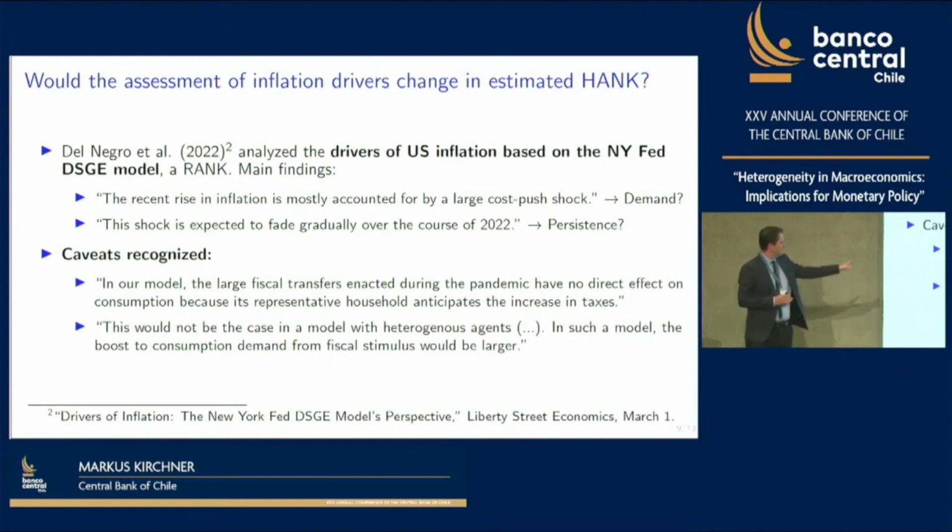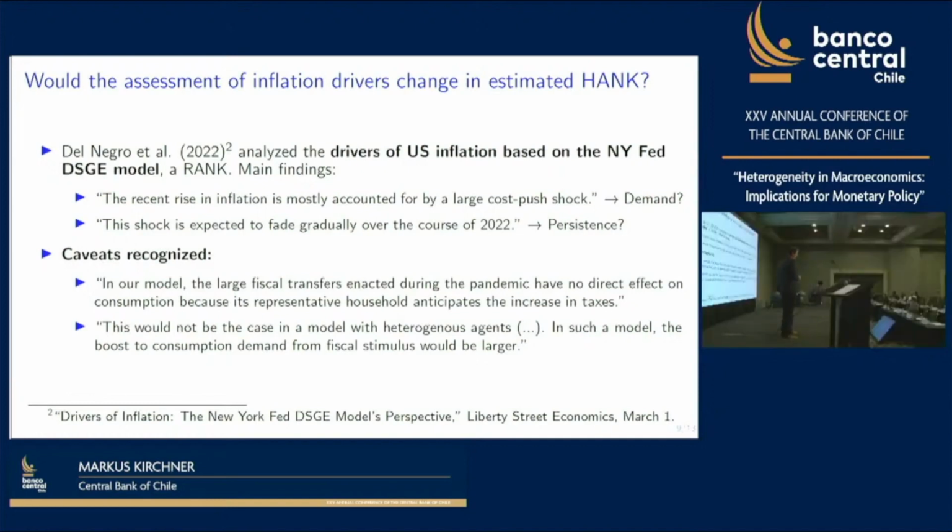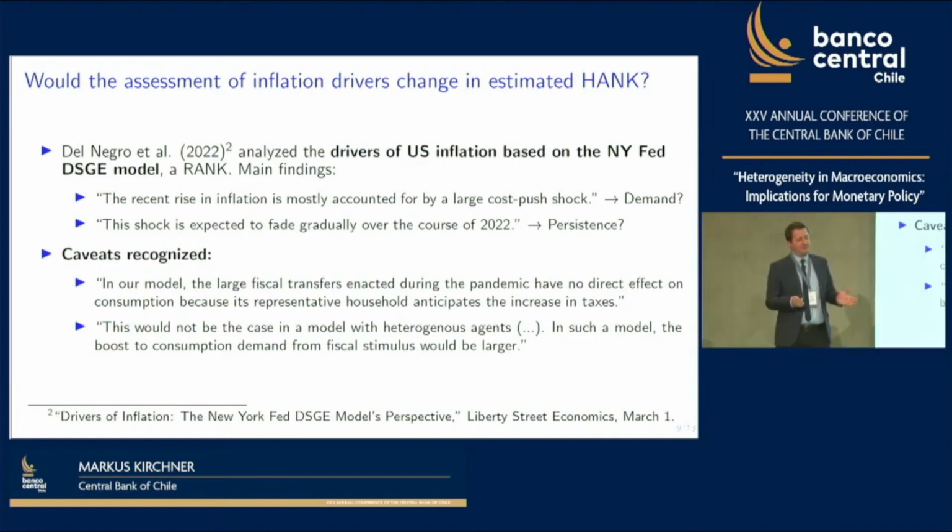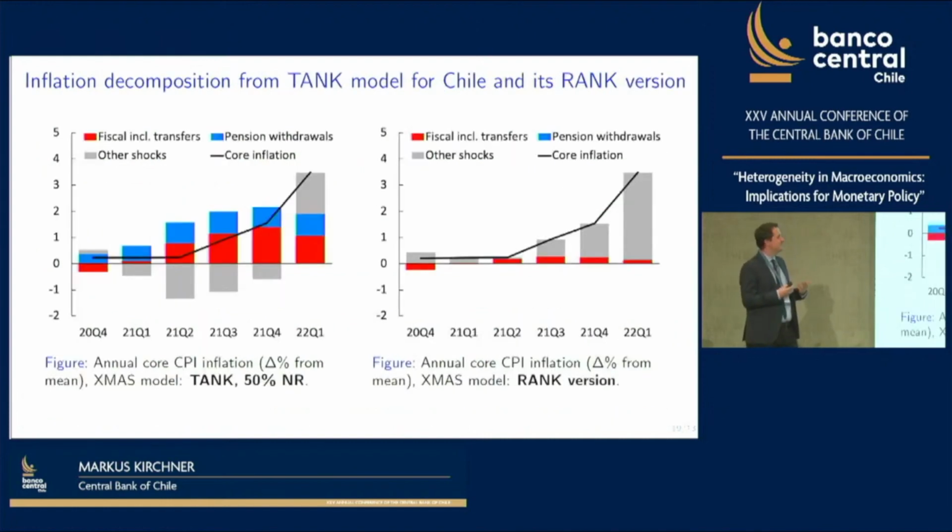But of course, in the same blog, you recognize these caveats. So you say, in our model, the large fiscal transfers enacted during the pandemic have no direct effect on consumption because the representative household anticipates the increase in taxes. But this would not be the case in a model with heterogeneous agents. In such a model, the boost to consumption demand from fiscal stimulus would be larger. So I think we're very close to thinking about this in a HANK type of framework.